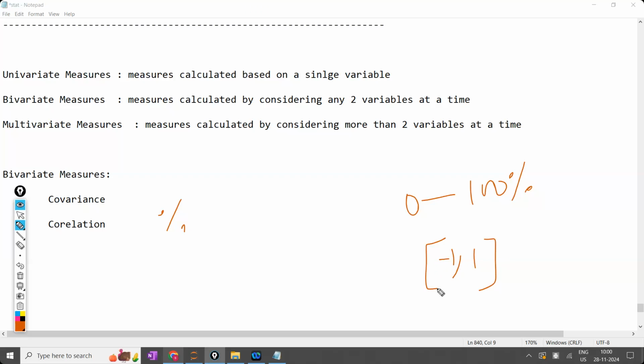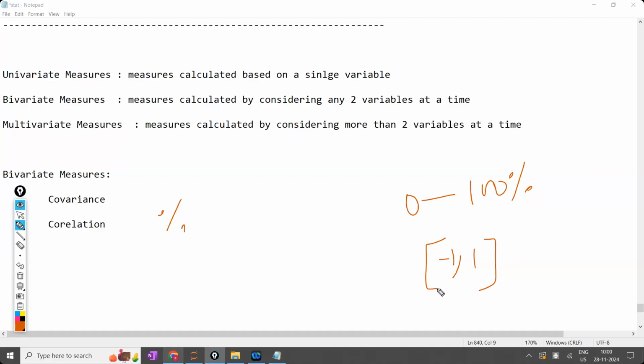Minus 1 to plus 1 is the range of correlation. Is the point clear? Why 1 only? Because the maximum is 100%, and value-wise, 100% is 1.